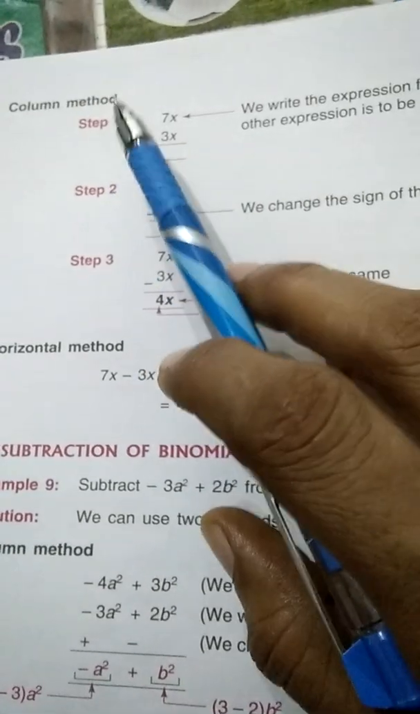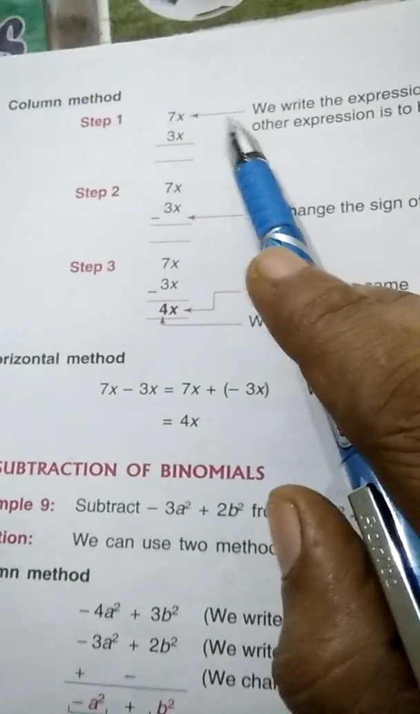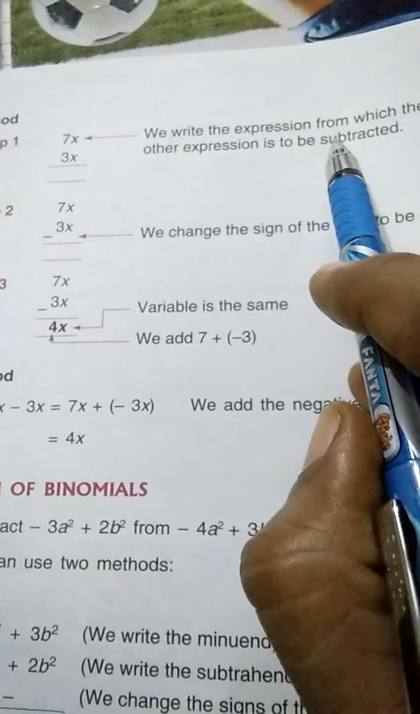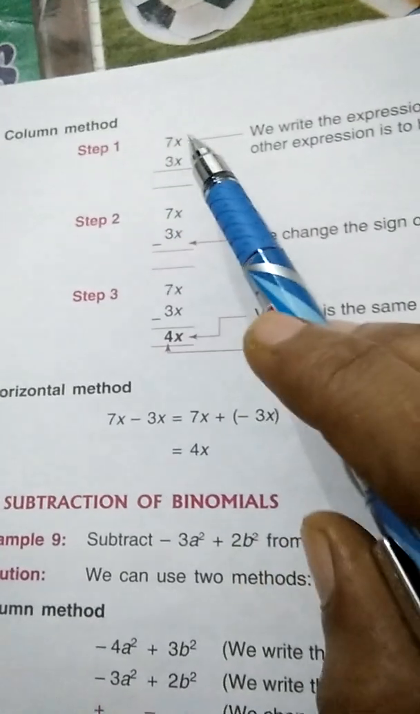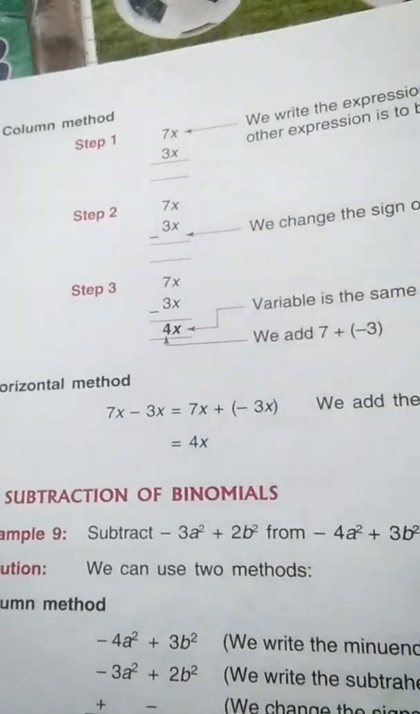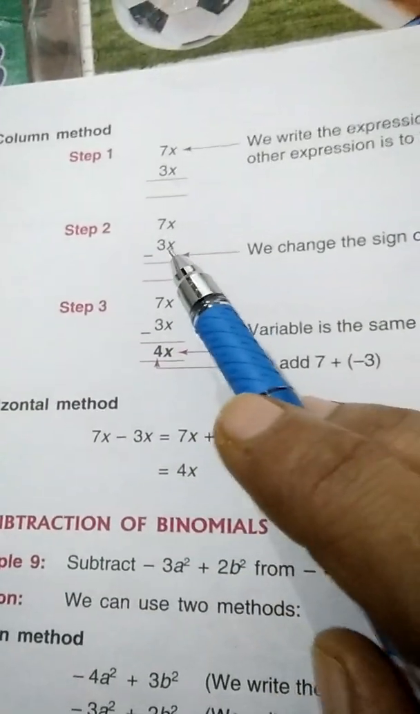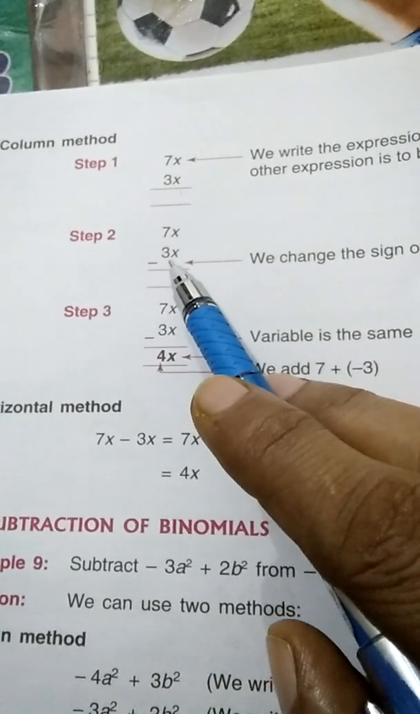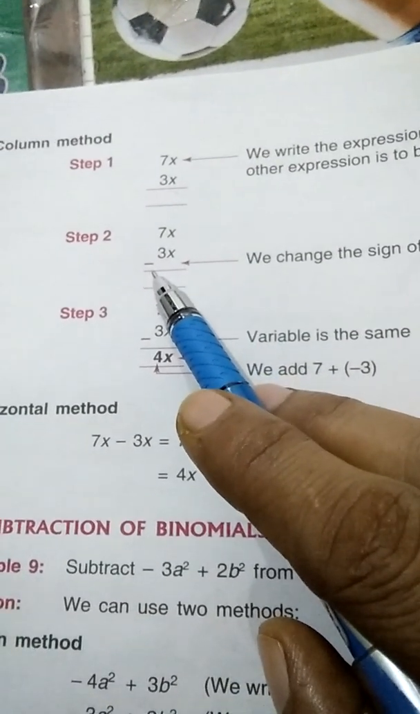First of all, column method. So we have two numbers, 7x and 3x. Step 1 is subtract 3x from 7x. We write the expression from which the other expression is to be subtracted. So firstly 7x and then 3x. Then step 2, we change the sign of the terms to be subtracted. Because we are going to subtract 3x from 7x, we change the sign of 3x. We have positive 3x, so we make it minus 3x.